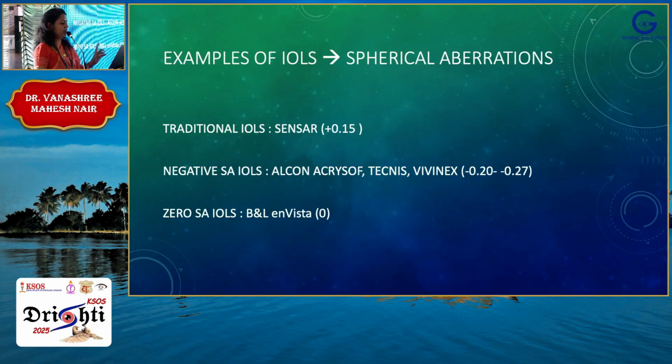So coming quickly to the examples. Negative spherical aberration IOLs are your Technis, Vivinex, Alcon, Acrysof ones. And zero aspheric IOLs are your Bausch & Lomb, Envista. And traditional IOLs are your Sensor and the other lenses.